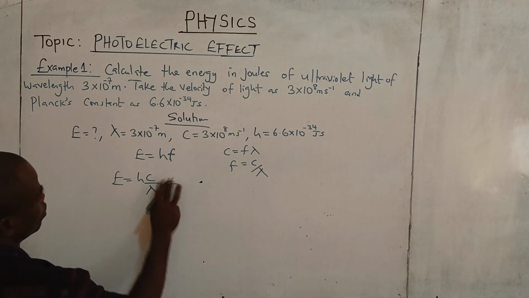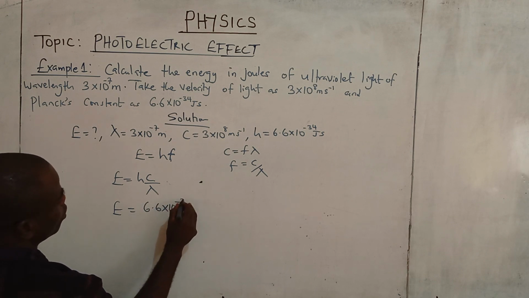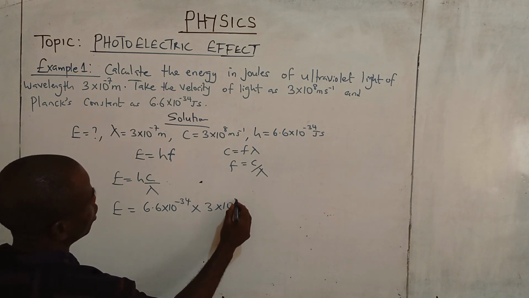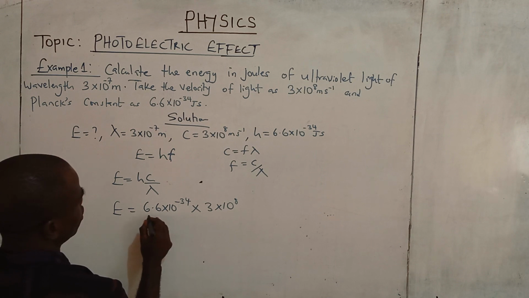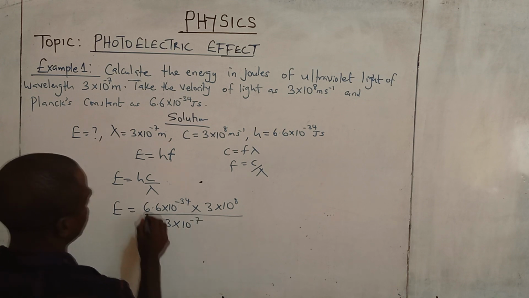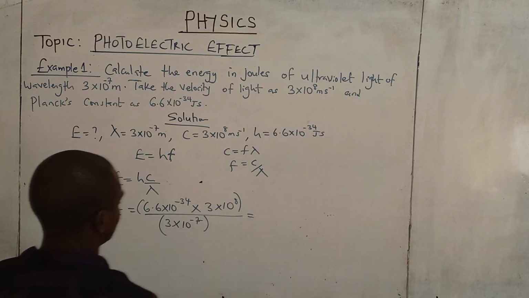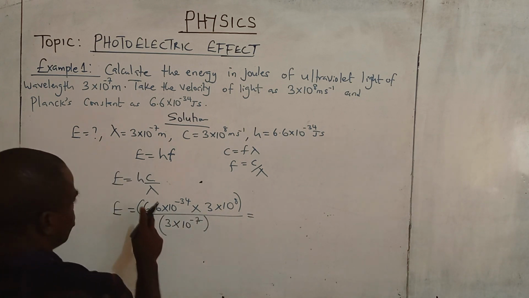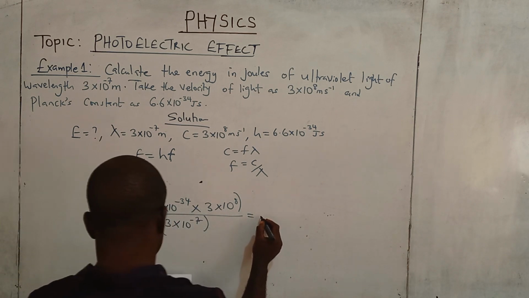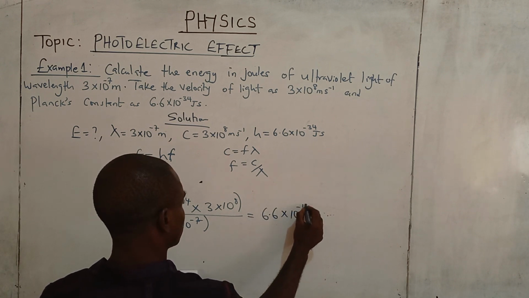Replace it: E equals hc over lambda, which is equal to 6.6 times 10 raised to the power minus 34 times c, 3 times 10 raised to the power 8, over wavelength, 3 times 10 raised to the power minus 7. This one you need to do separately. Multiply the numerator, put it in brackets, and then divide. When you get the answer, you get 6.6 times 10 raised to the power minus 19 joules.